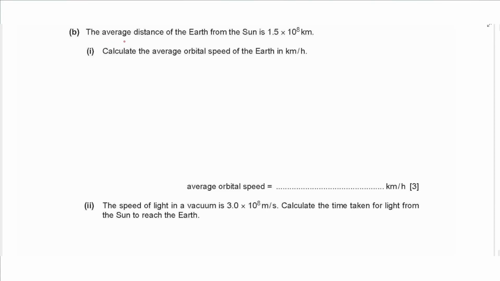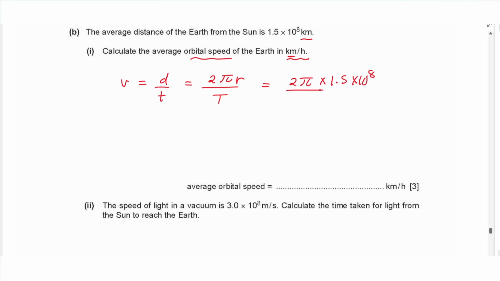Question B says the average distance of the Earth from the Sun is 1.5 times 10 to the power of 8 kilometers. Calculate the average orbital speed of the Earth in kilometers per hour. So the speed is calculated distance over time, but since the orbit is an approximate circle, it's elliptical, but it's an approximate circle, we use 2 pi r, and then we divide by the periodic time. So we have 2 pi, and we need the distance to be in kilometers, so we leave it as it is, 1.5 times 10 to the power of 8, and we divide by the time.